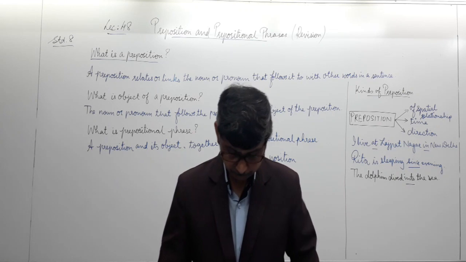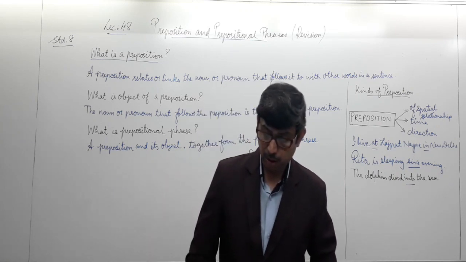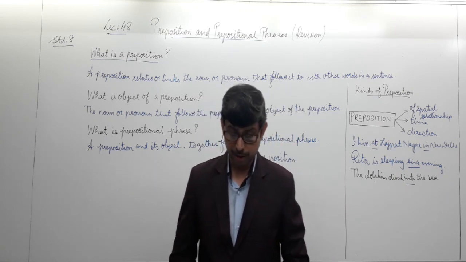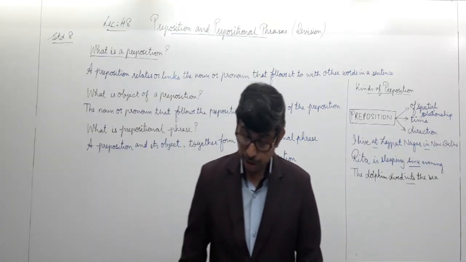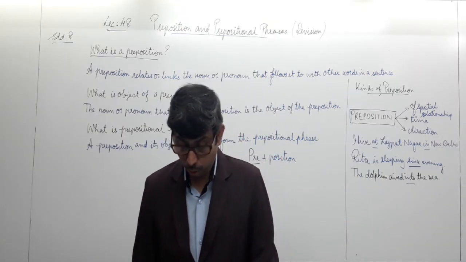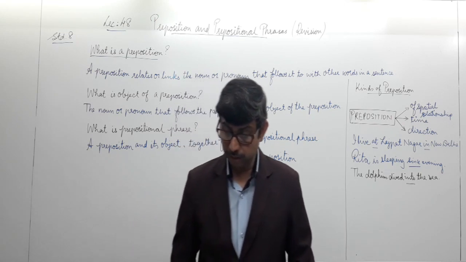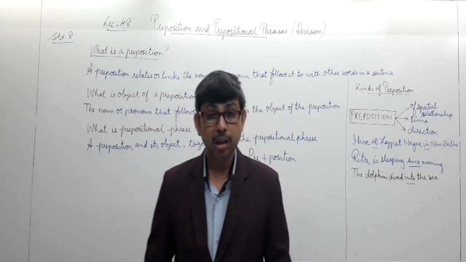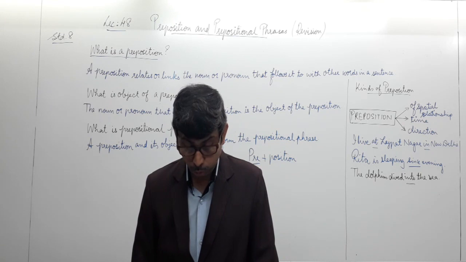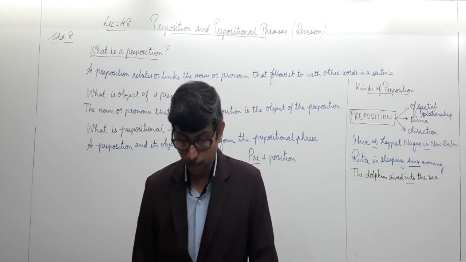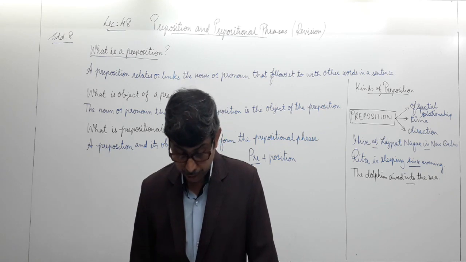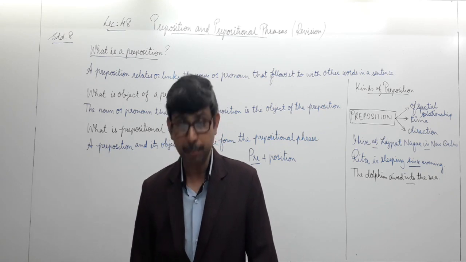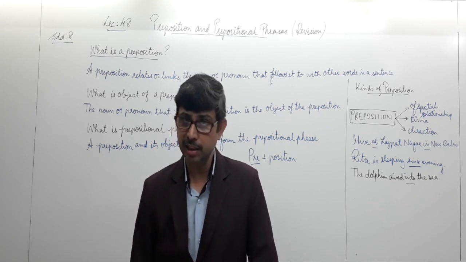Well, moving ahead, the next thing that is given to us in the you know section, let us read it aloud and understand. A preposition relates the noun or pronoun that follows it with the other words in the sentence. The noun or pronoun that follows the preposition is the object of the preposition. And the third thing, a preposition and its object together form the prepositional phrase. We already read these three things on the board.